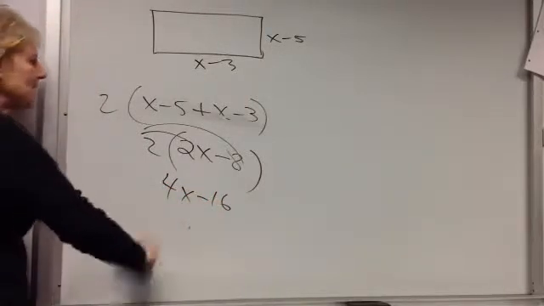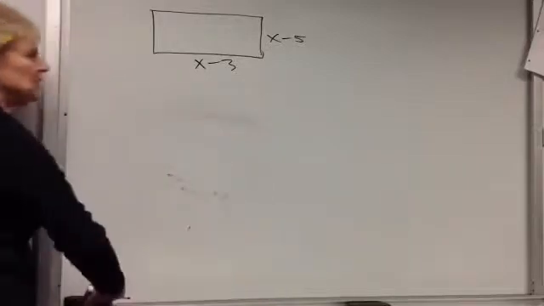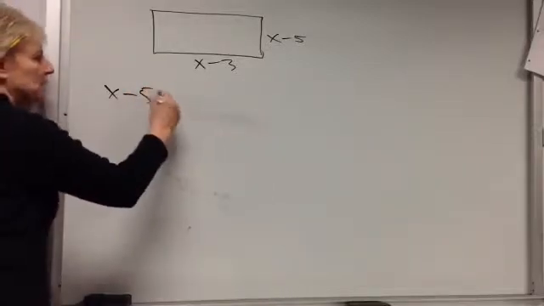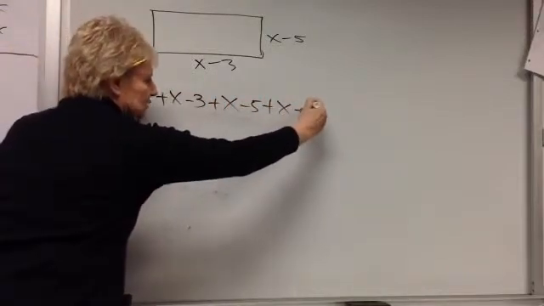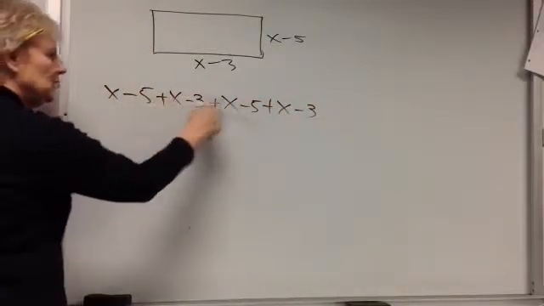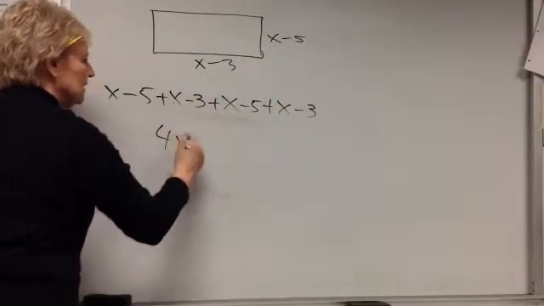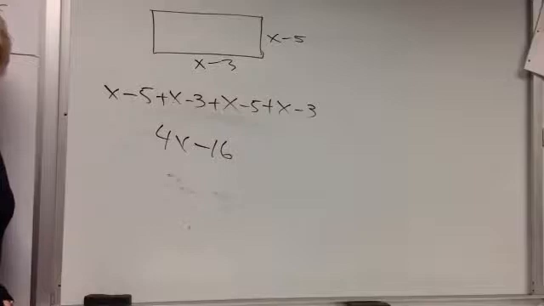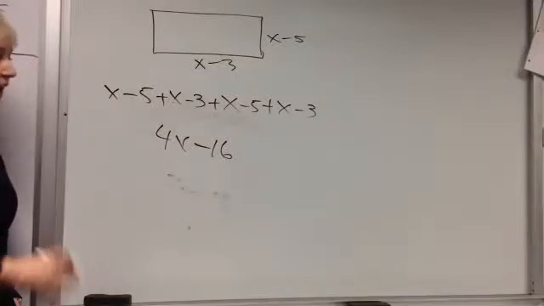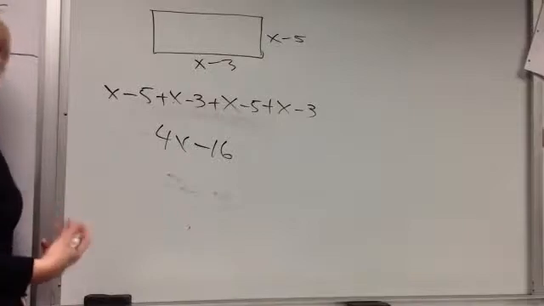If you don't like that method, you can just write X minus 5 plus X minus 3 plus X minus 5 plus X minus 3. 1, 2, 3, 4. Negative, negative, negative, negative. I like that one. That's fine, I don't care how you do it. If you don't want to use the distributive property for perimeter, you never have to.